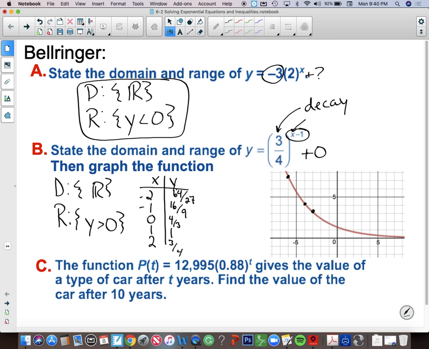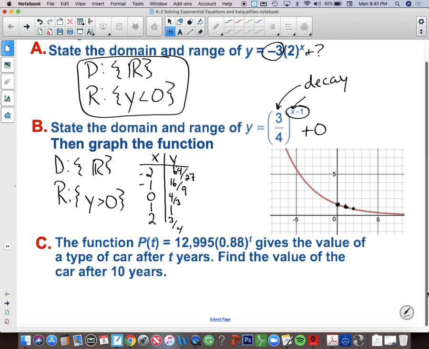Okay, so I can highlight some of the points that we have. So (0, 4/3) is right there, (1, 1) is right there, and (2, 3/4) is right there. Those are the points that we had. The ones that I have off to the left, we didn't find those, but it wouldn't take much work to find those.